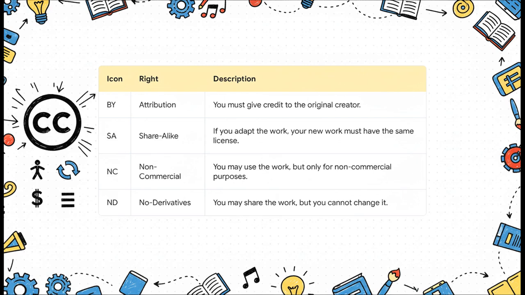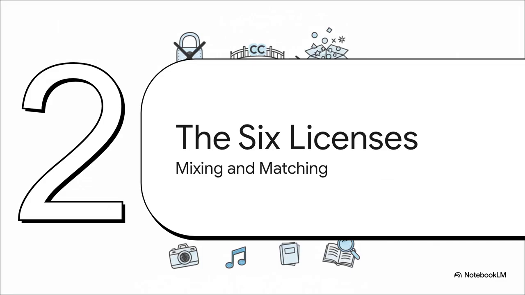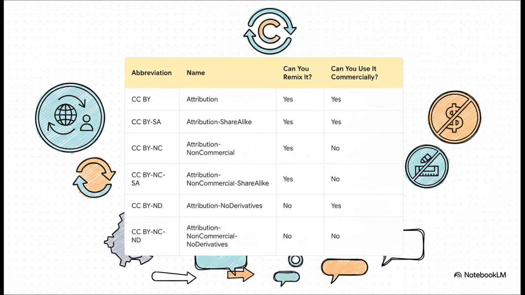Then there's NC, non-commercial. Pretty straightforward. You can use the work, but not to make money. And finally, ND, no derivatives. This means you can share the work, but you can't change it. No remixes, no edits. Okay, so we've got our 4 Lego blocks. Now let's start clicking them together and see what we can build. By combining them in different ways, we get the 6 main licenses you're going to see all over the internet. You can see how they all stack up here.